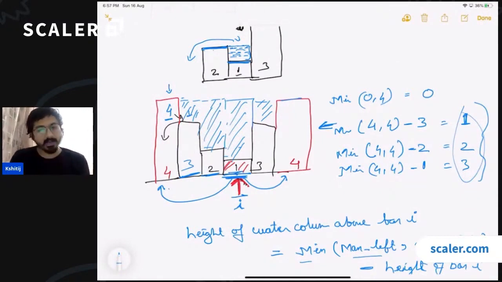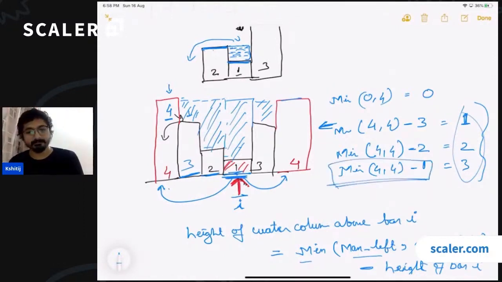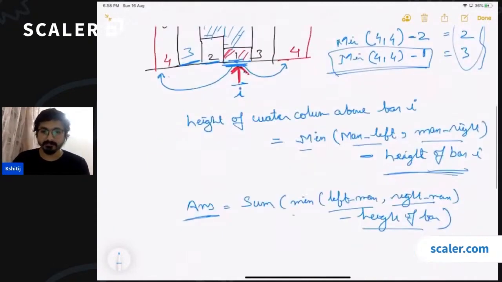So for every bar, we are calculating a maximum on the left side. We are calculating the maximum on the right side. And then we are applying this observation and getting the height. What should be the time complexity if we go by this approach?